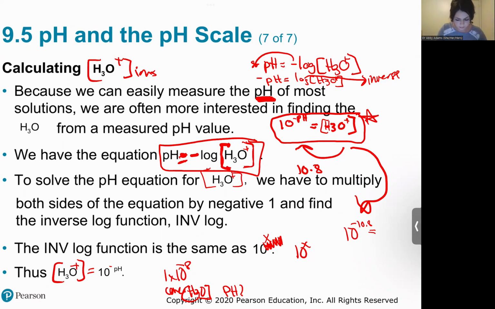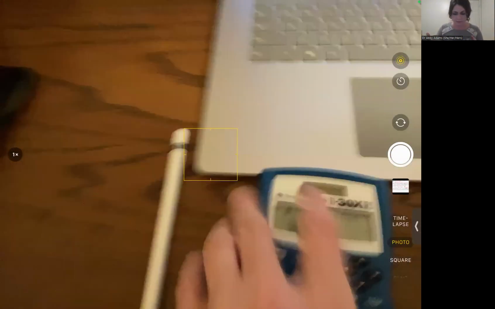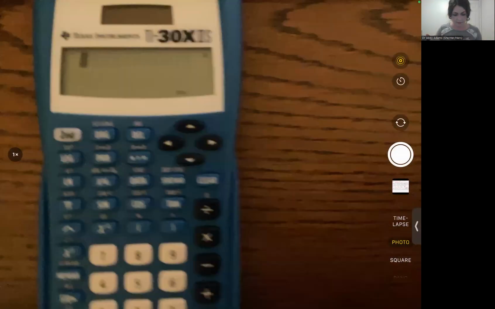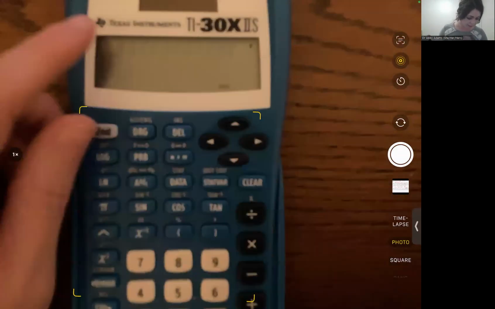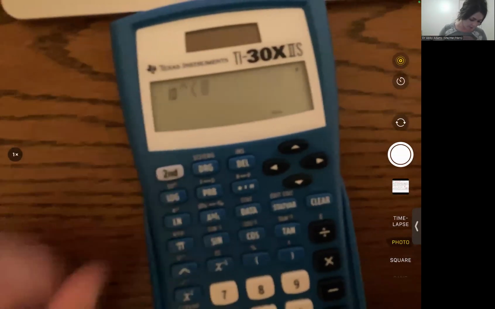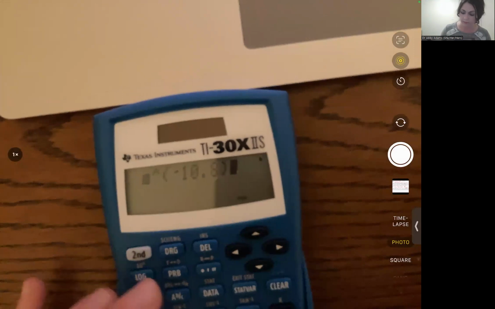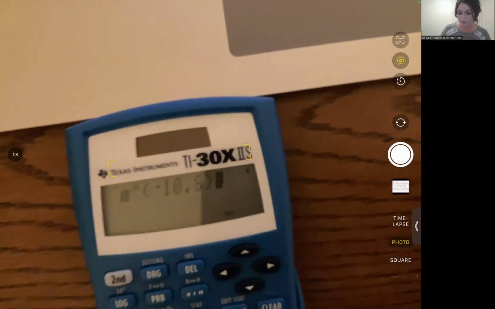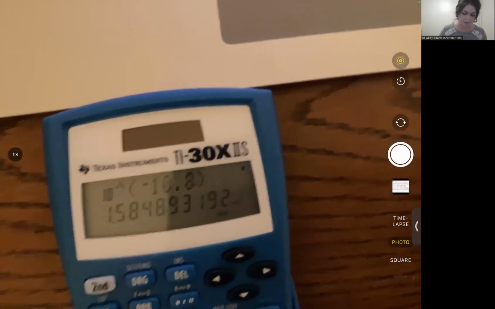All right, well, let me get over to my camera. This is not very elegant, but all right, so you're going to hit the second button. So 10 to the power of, if you hit -10.8 and you hit your close parentheses, equals 1.58 times 10 to the -11. All right, there you go. That's how you do that. That's what you should get.